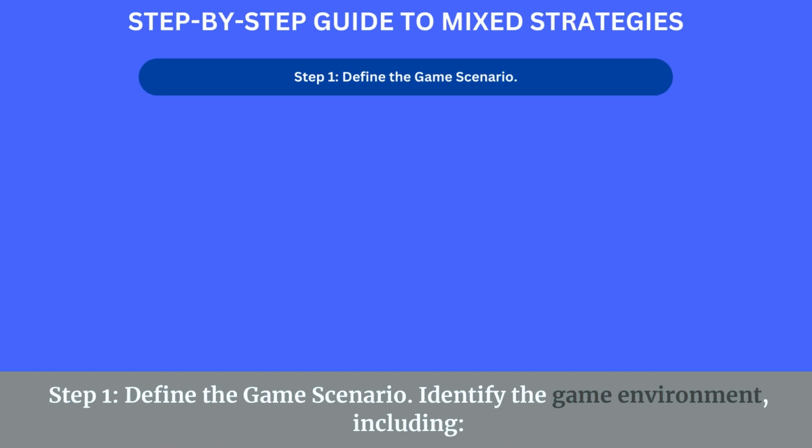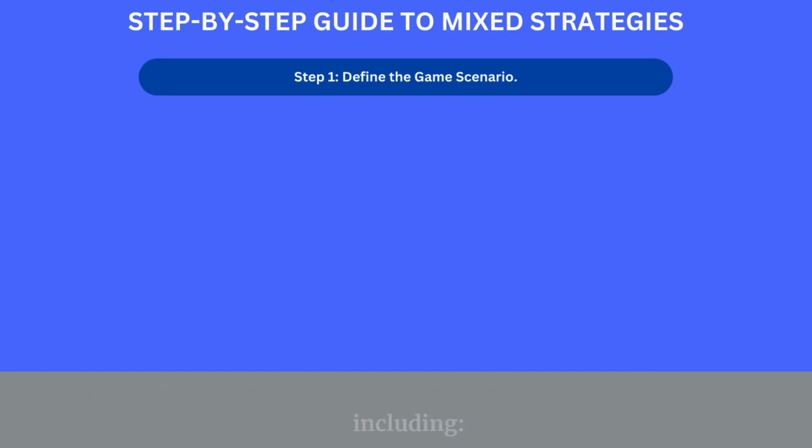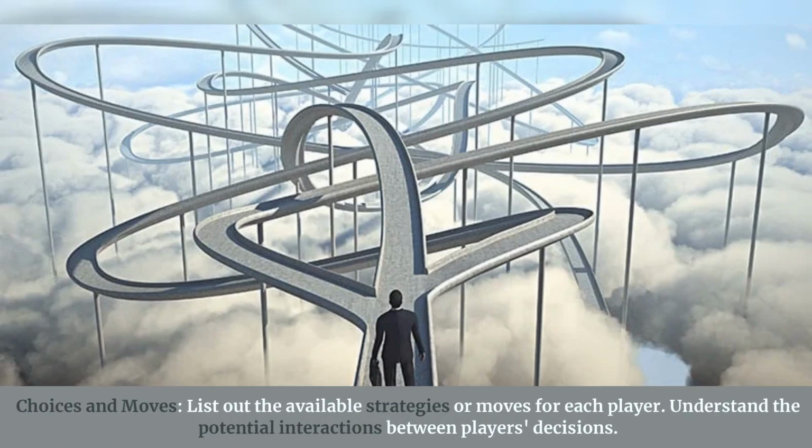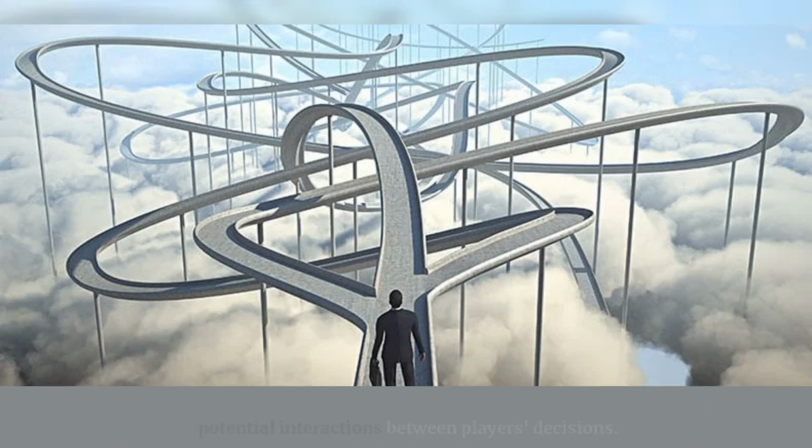Step 1. Define the game scenario. Identify the game environment, including players. Determine who the players are in the game scenario. This could include competitors, customers, suppliers, or other stakeholders. Choices and moves. List out the available strategies or moves for each player. Understand the potential interactions between players' decisions.